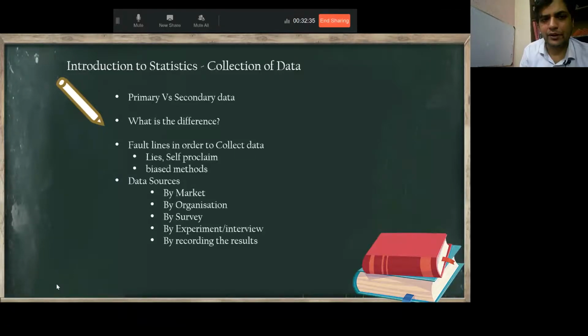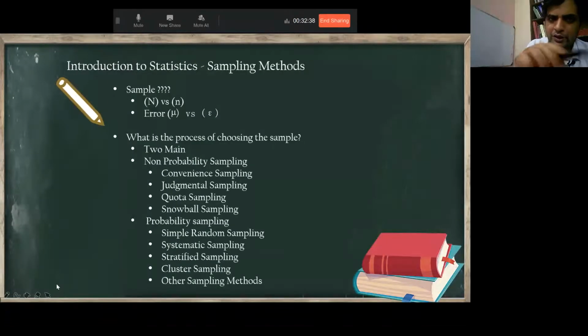Let's talk further about how to collect the data. So now we know what is population size, which is capital N, and what is sample size, which is small n. What is the difference between them? What is error and what is sample error, right? Now, how to choose the sample? There are two main ways to choose a sample. One is non-probability sample, and the other is probability sample.